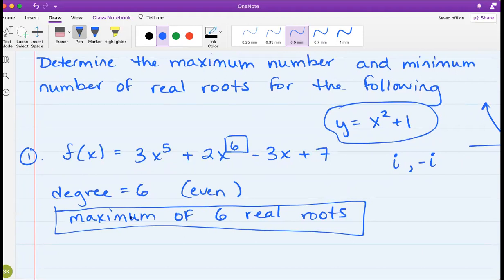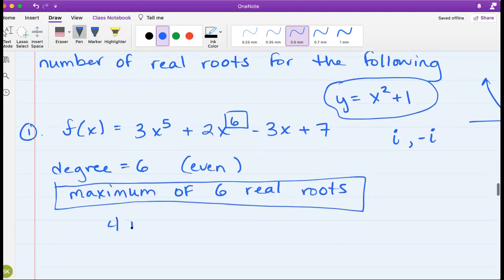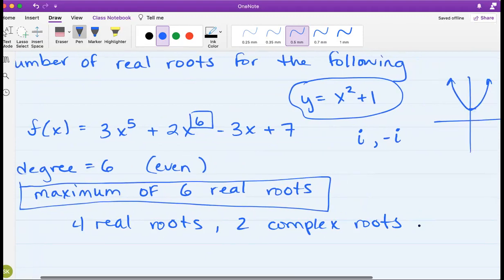So it's possible that this function could be completely factored and we would get six real roots. Some other options would be we would get 4 real roots and then 2 complex roots. Now these don't have to be distinct roots. They could be repeated roots, but every time we lose a root, we have to lose 2 roots, because if we lose 2 real roots, then we would gain 2 complex roots, because we'd have to have complex conjugates.